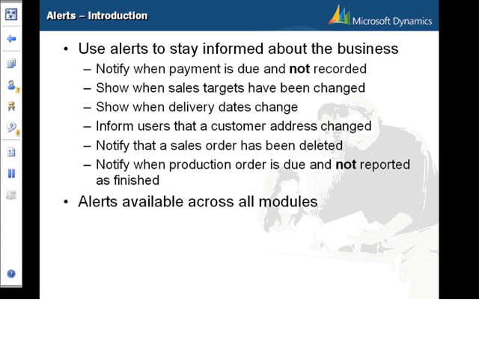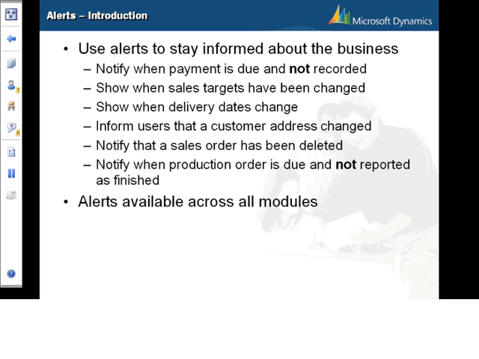Microsoft Dynamics AX provides the capability for users to stay informed on the condition of their business by using alerts. Users can set their own alerts for almost any condition that might occur within their business. For example, users can set up alerts to notify when a payment on a purchase order is due and payment has not been recorded, show when sales targets have been changed, show when delivery dates changed, inform the user that a custom address has changed, and notify that a sales order has been deleted.